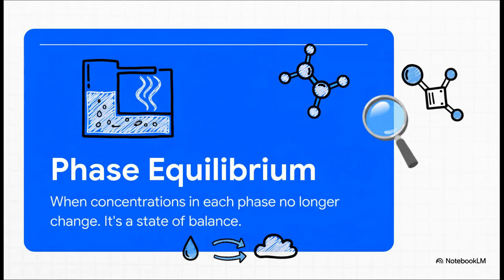The whole goal here is to reach a state of balance. It's called phase equilibrium. Just think about leaving a glass of water out on the counter. Water molecules are going to evaporate into the air, right? They'll keep doing that until the air just can't hold any more water vapor. That's equilibrium. The system is stable, and engineers use that predictable point of balance to design all their separation gear.